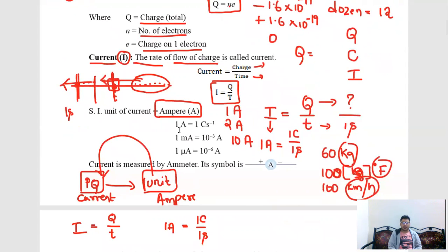Of course, you have some conversions. 1 ampere; mA stands for milliampere, μA stands for microampere, nA stands for nanoampere. If it is capital MA, it is mega ampere. You have some conversions, but in 10th class, it is not that much needed. You can leave it.